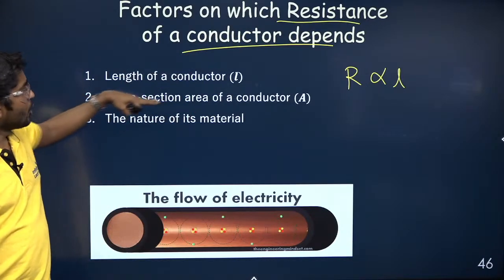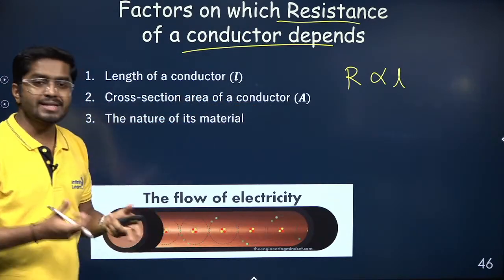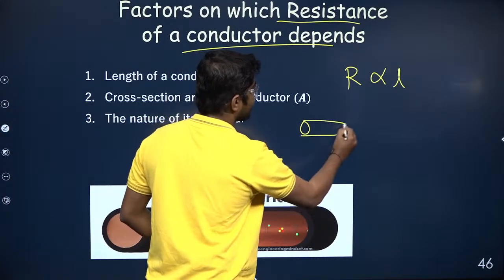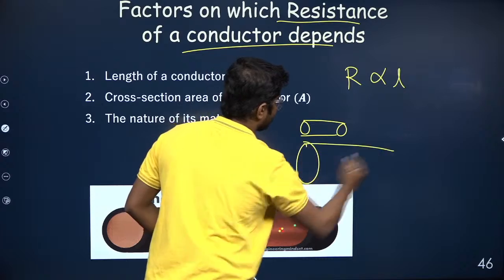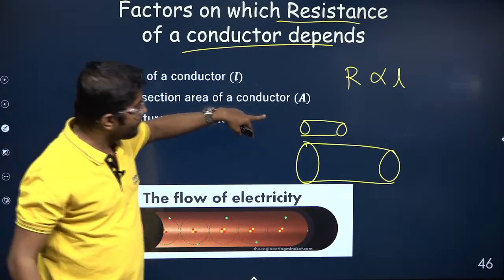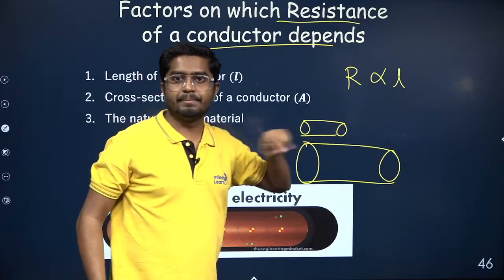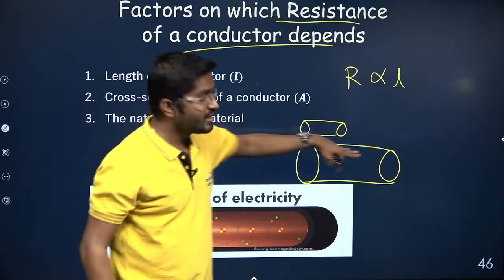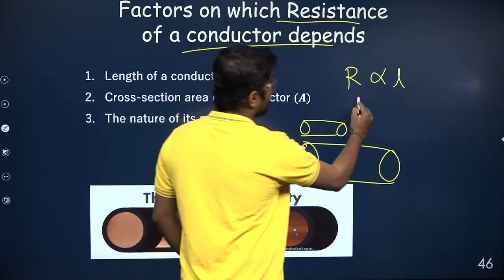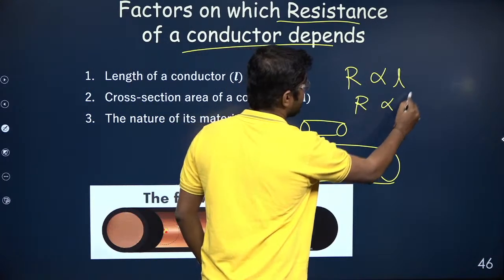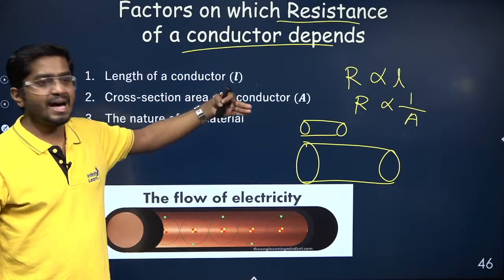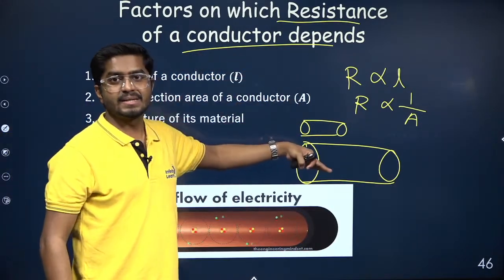How about the second one? Cross section area. So now consider there is a small pipe through which water is coming, and there is a large pipe through which water is coming. So is it easier to come from the smaller pipe or the thicker pipe? It is easier for the water to come from the thicker pipe, correct? So that means the resistance is inversely proportional to the area of cross section. If you increase the area, resistance will decrease.